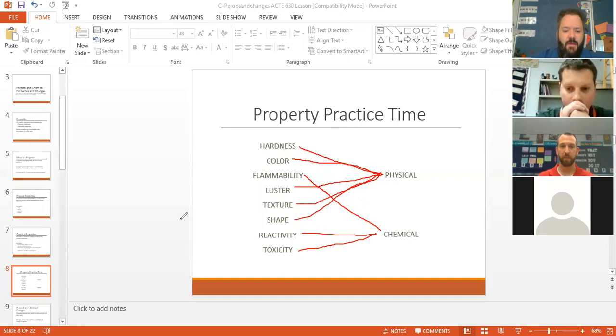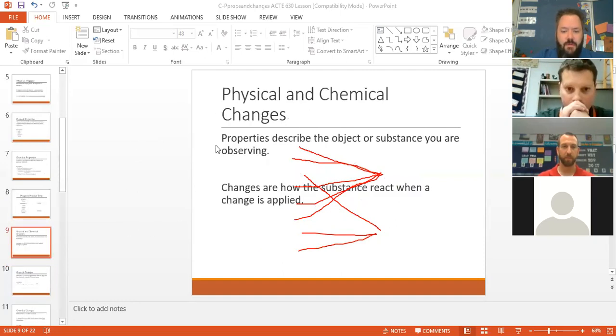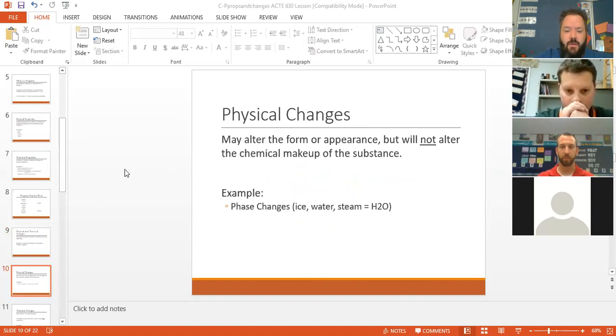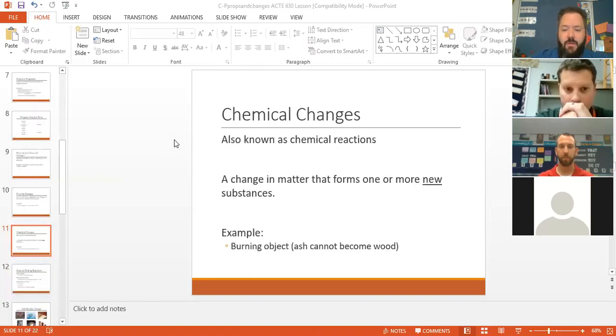All right, the next slide I have here is physical and chemical changes. We looked at properties, so now we're going to look at changes, and they describe the object's ability to turn into something else. As far as physical changes go, just like their properties, they don't alter the chemical makeup. An example is phase changes. When ice turns to water and water to steam, you're just changing the phase of what it looks like. Chemical changes, on the other hand, you have to create a new substance.